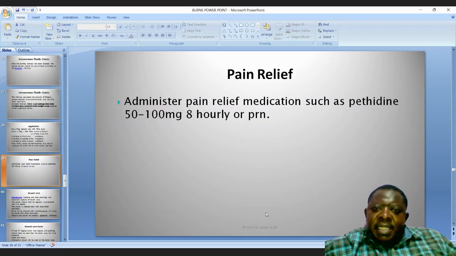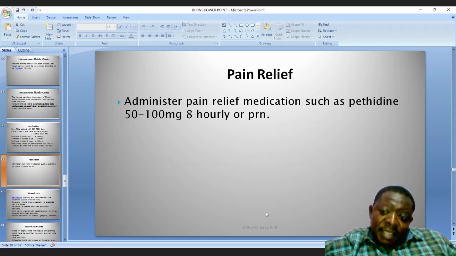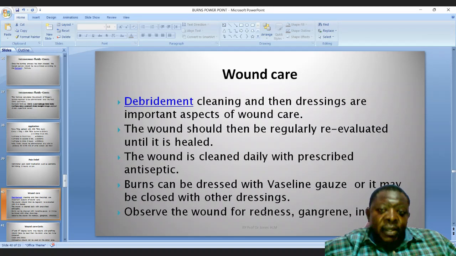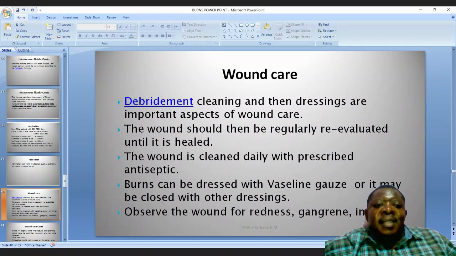Gangrene calls for amputation or debridement. Signs of infection: you see pus. The pus formation is a sign of infection. Redness is a good sign that the wound is healing. So if there's redness there, there are no infections.